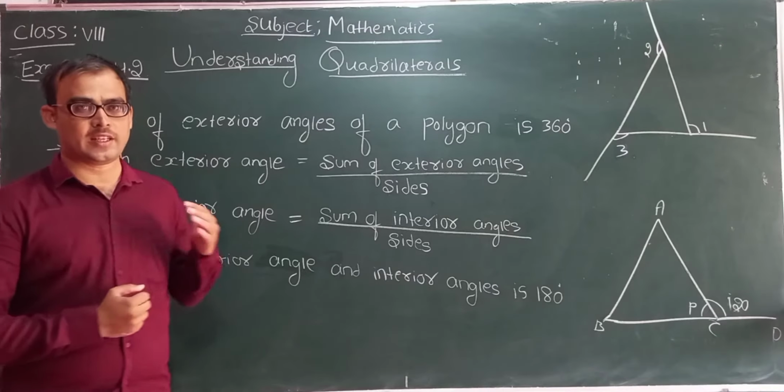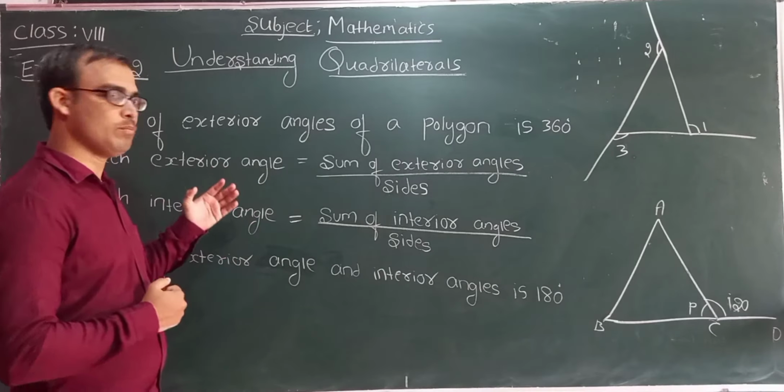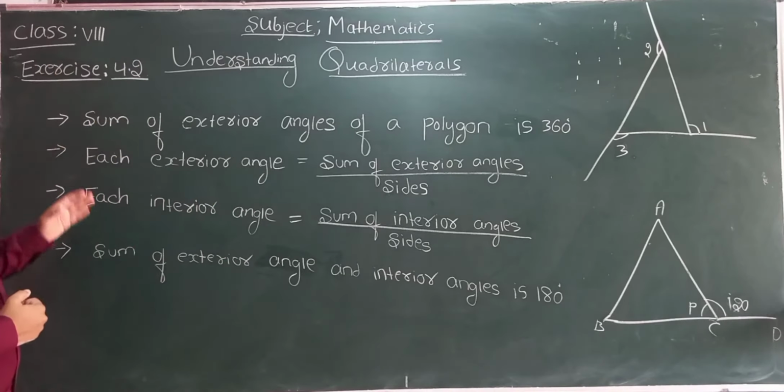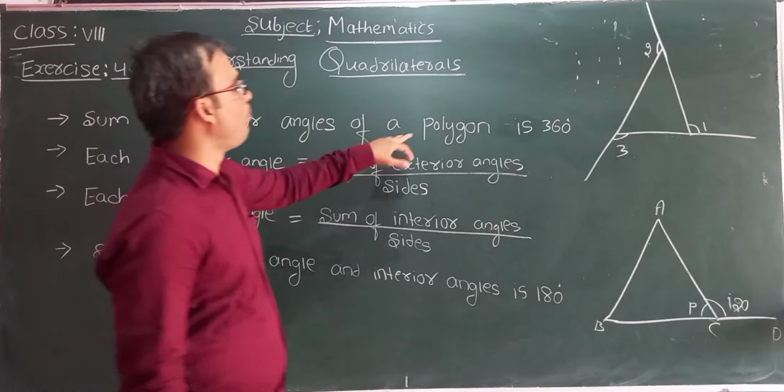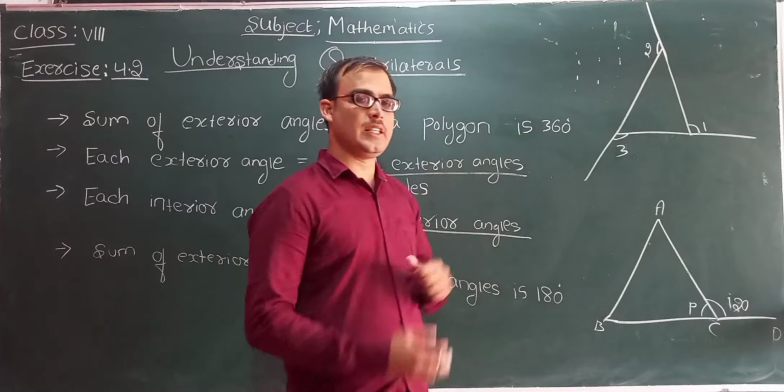Students, before we start the exercise problems, there are some things that you have to know. The sum of the exterior angles of a polygon is 360 degrees.